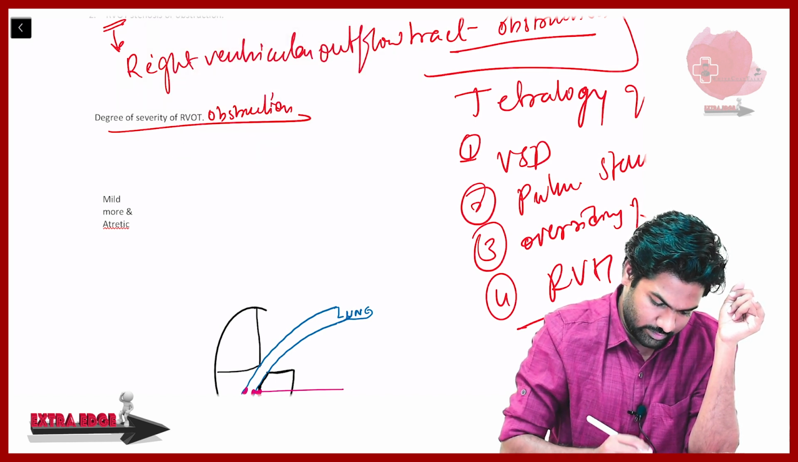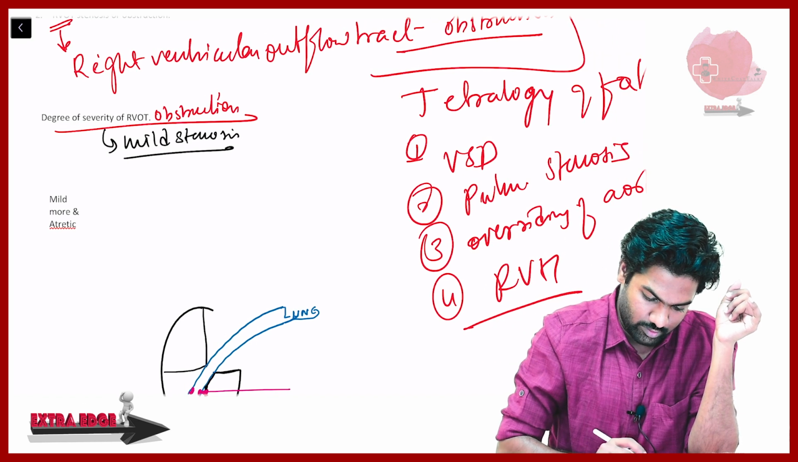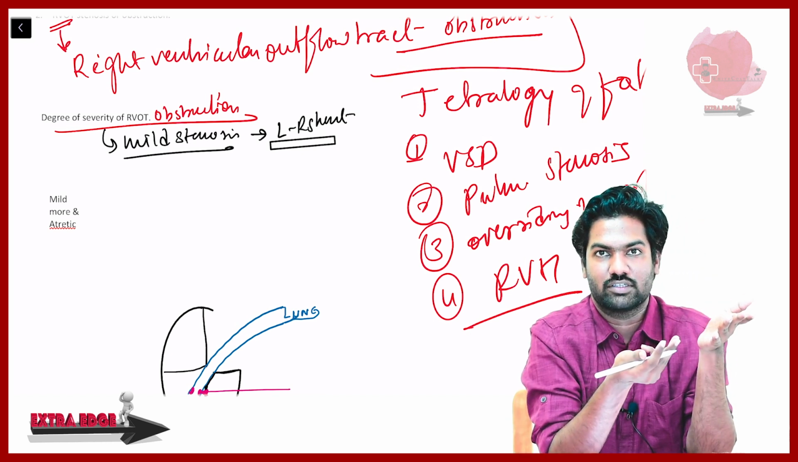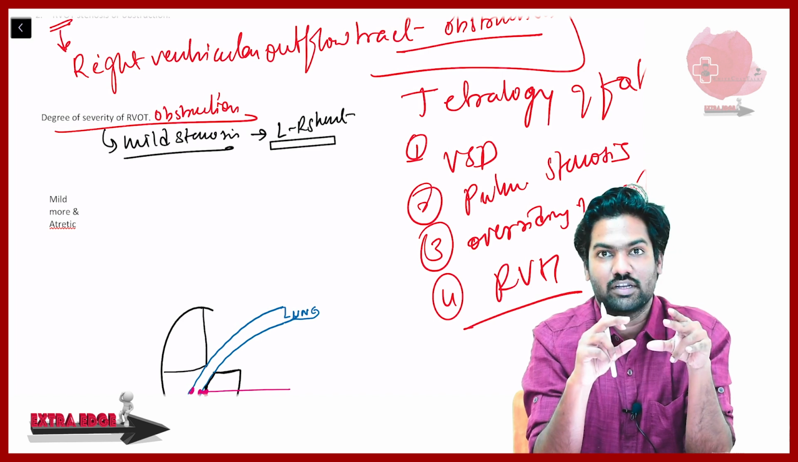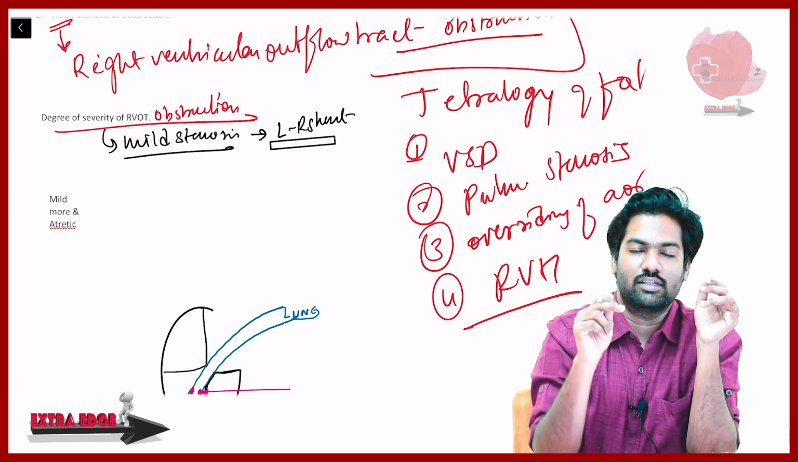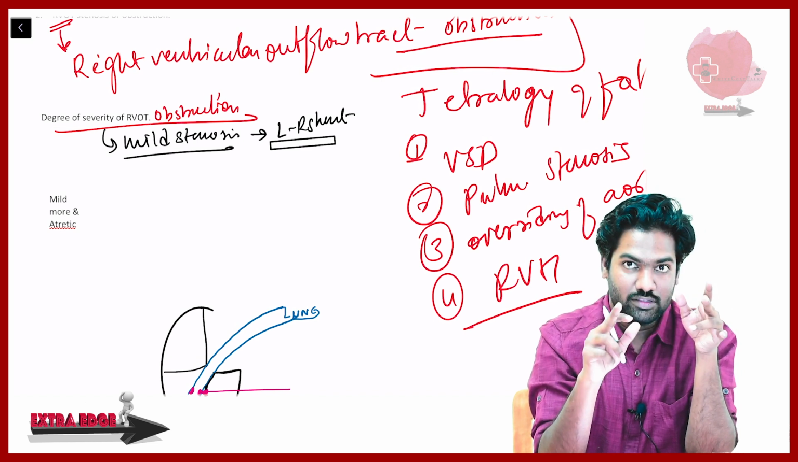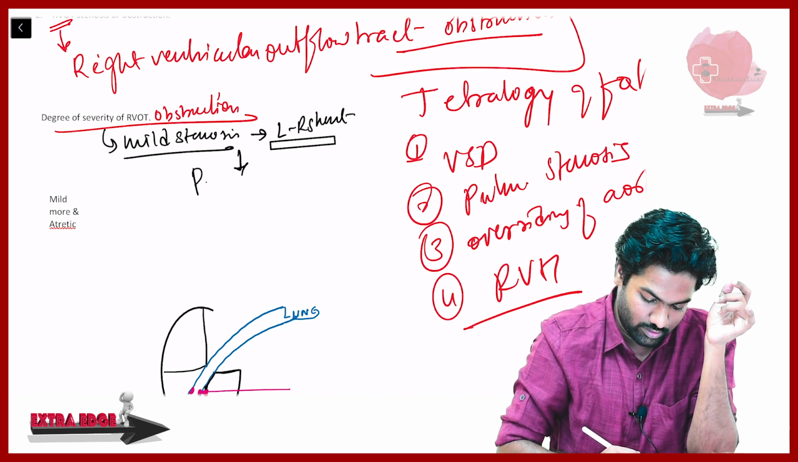With milder degree of stenosis, what happens? It will start behaving like a left-right shunt, as we have seen in VSD. So this kind of pulmonary stenosis, with overriding of aorta, RVH and VSD, this kind of TOF or tetralogy of Fallot, is called as what? Pink Fallots.